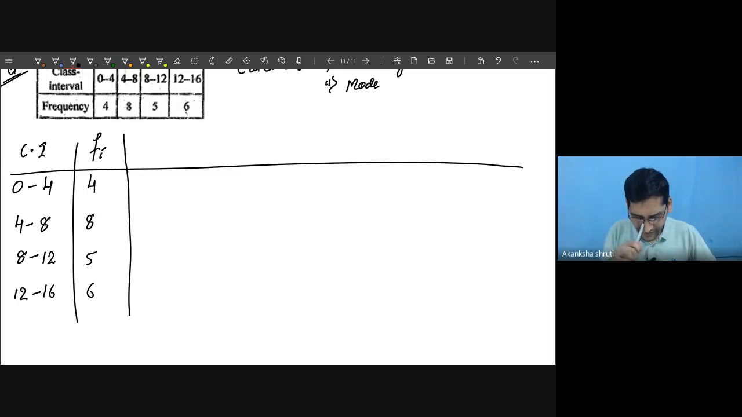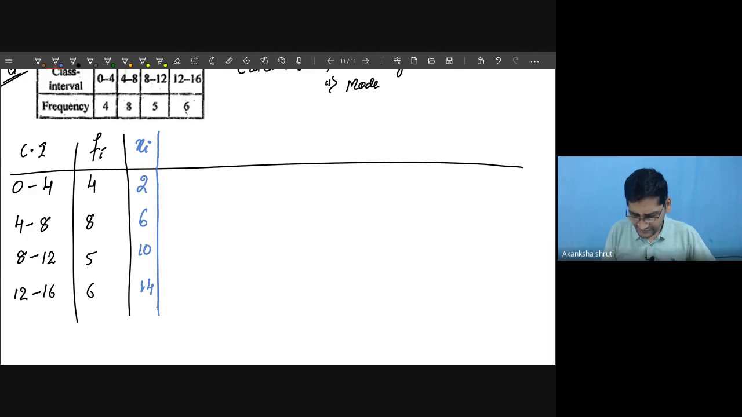Then what is required? The next requirement is our xi. So calculate the xi. 0 plus 4 by 2, it is 2. The 4 plus 8 by 2, it is 6. 8 plus 12 by 2, it is 10. Then 12 plus 16 by 2, it is our 14. That's all.